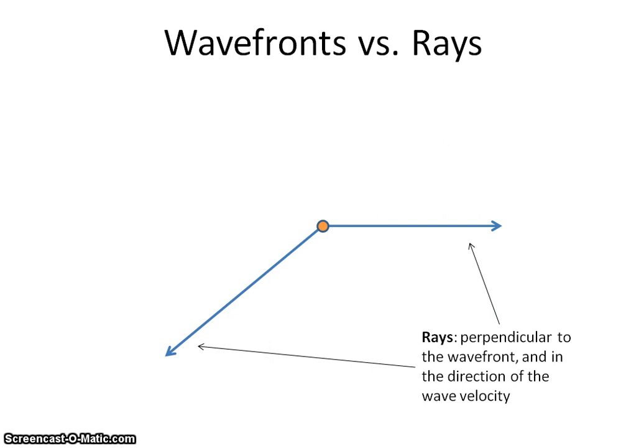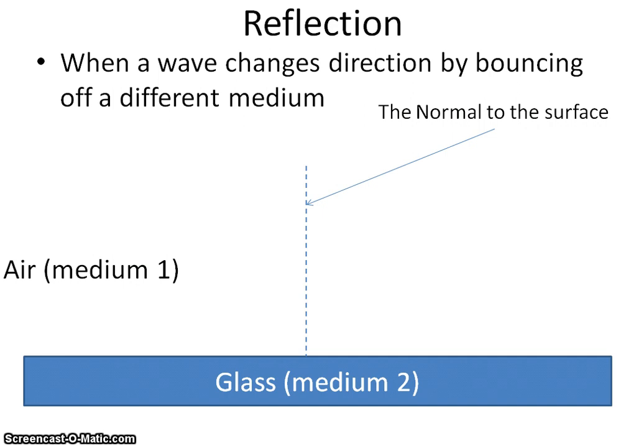What does this bring us to? It brings us to a nice way to talk about some wave phenomena. The first one is reflection, when a wave changes direction by bouncing off of another medium. So here we are in medium 1, which is air. My wave comes in, it's the incident ray. Rather than drawing the wavefronts, again, we're drawing a ray, and it's going to bounce off a piece of glass. This is my second medium.